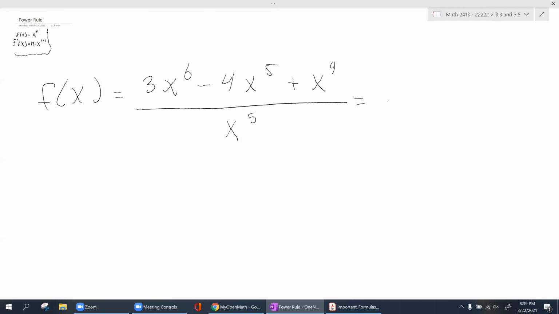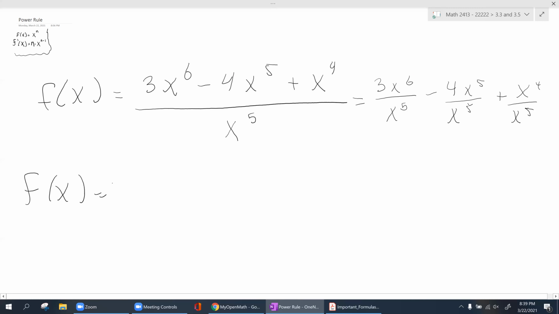polynomial being divided by just one thing, you can go ahead and divide everything in the top by that common denominator. So in other words, this is the same thing as 3x to the 6th over x to the 5th minus 4x to the 5th over x to the 5th plus x to the 4th over x to the 5th. Hey, that looks much nicer. Let's go ahead and clean that up.